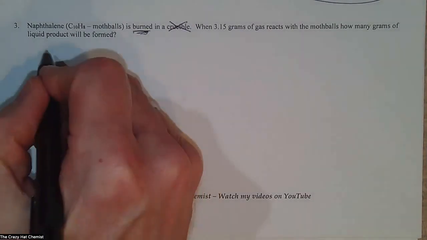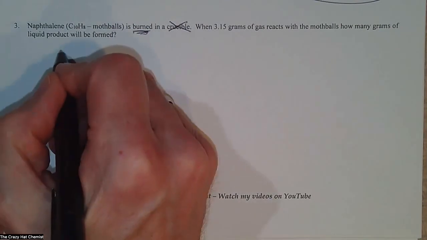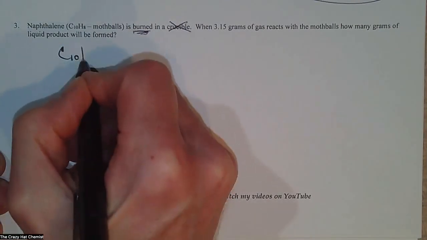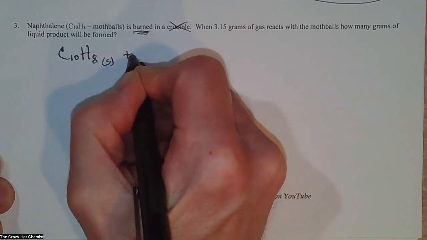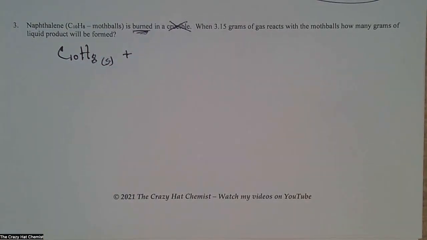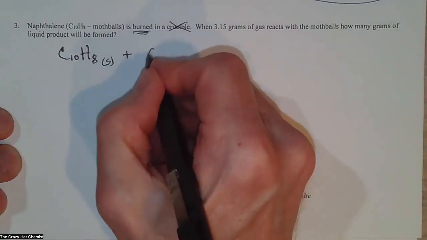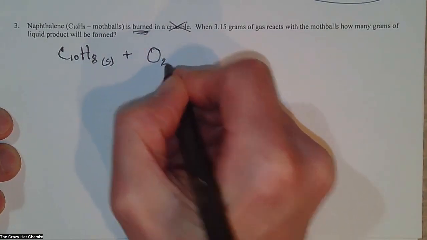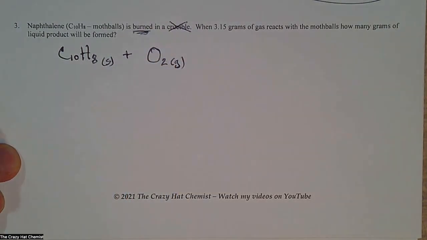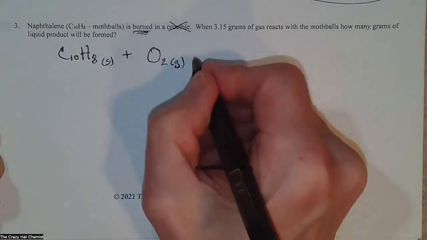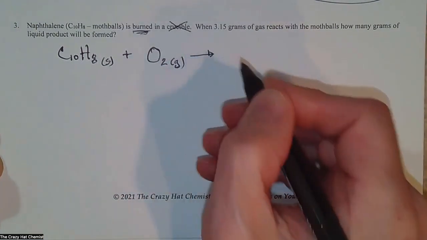So what we're going to do is we're going to have our naphthalene, C10H8, and that is a solid, plus. All combustion reactions require oxygen, and that's molecular oxygen, so that's O2. And that is a gas at standard conditions. So those are my two reactants. We're going to draw an arrow.